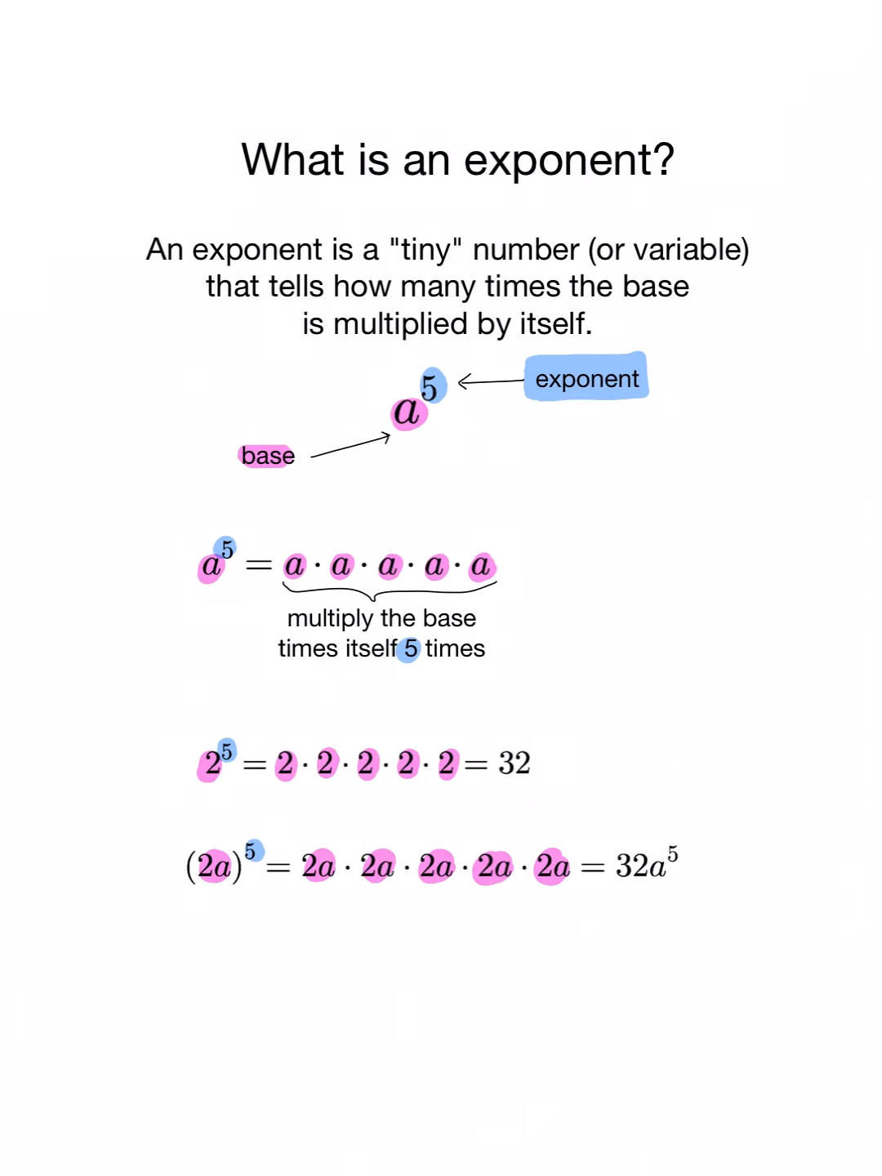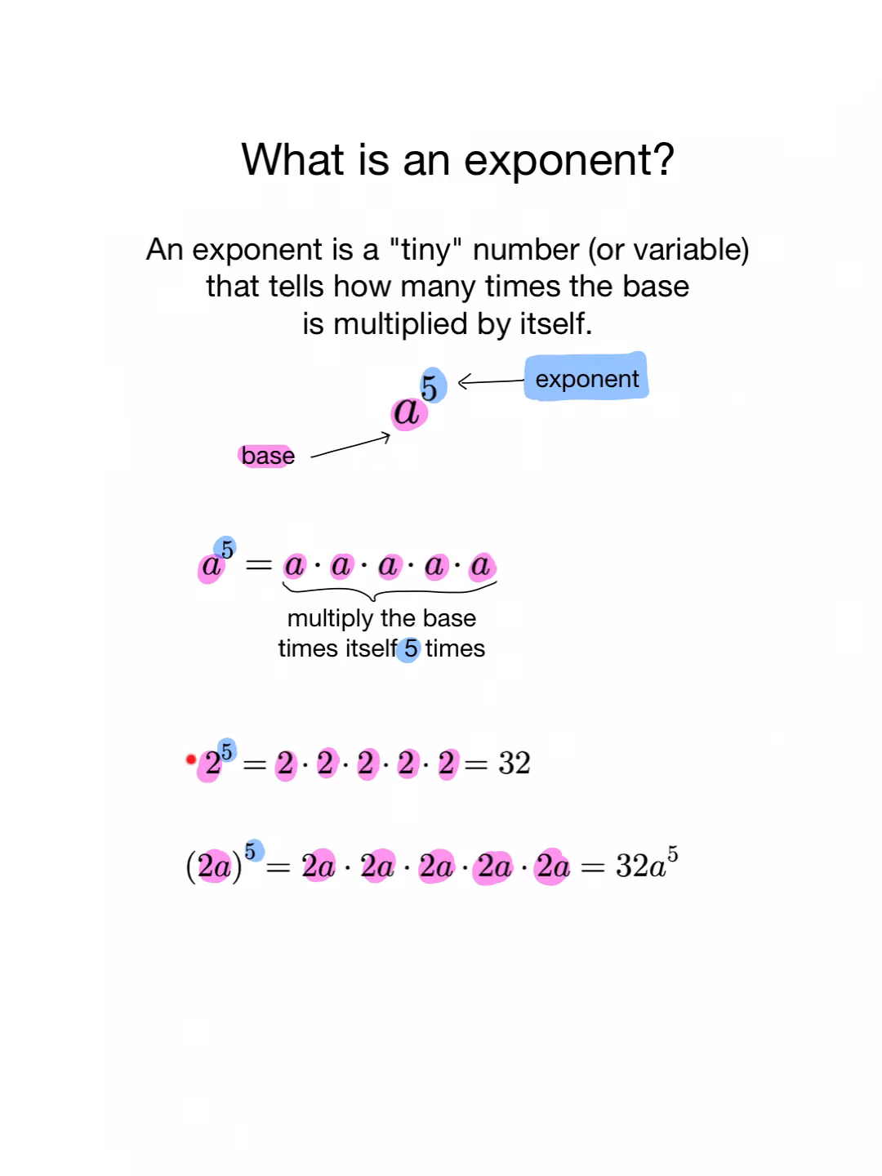What is an exponent? An exponent is the tiny number or variable that tells how many times the base is multiplied by itself. Now if I lost you there, look right here. This is the base. This is the exponent. A to the fifth simply means write down the base 5 times. A times A times A times A times A.